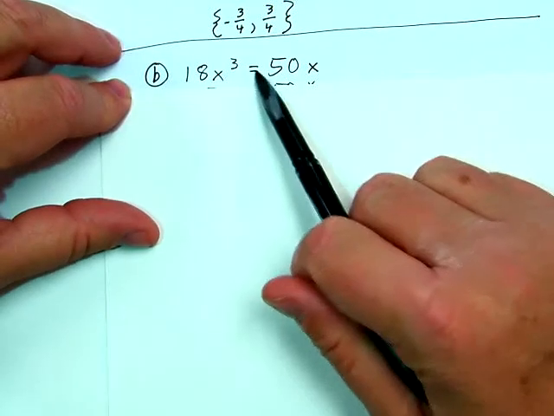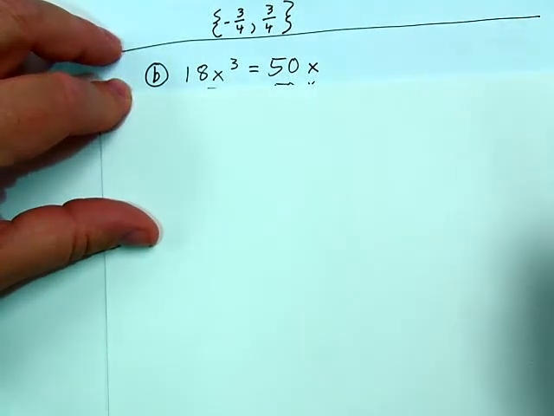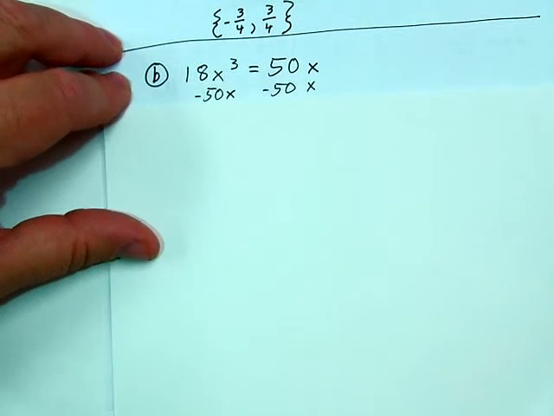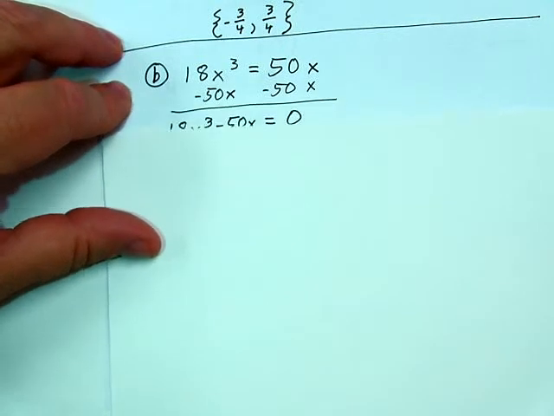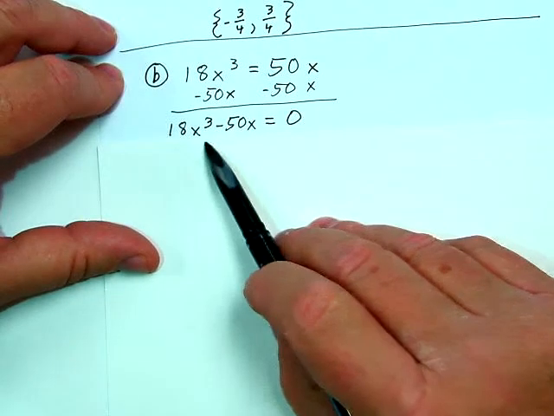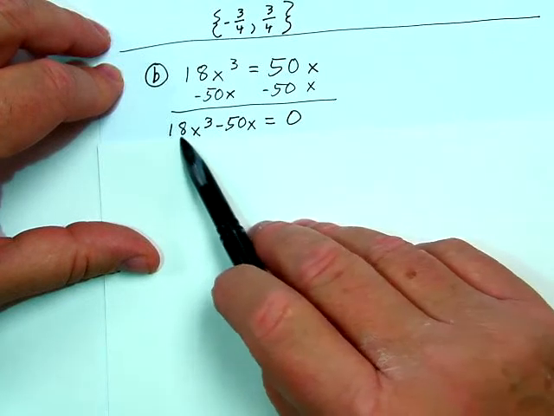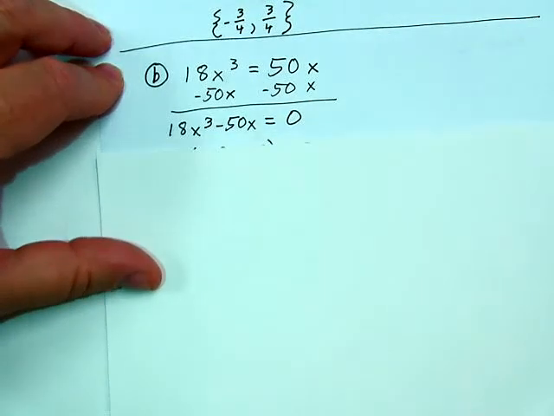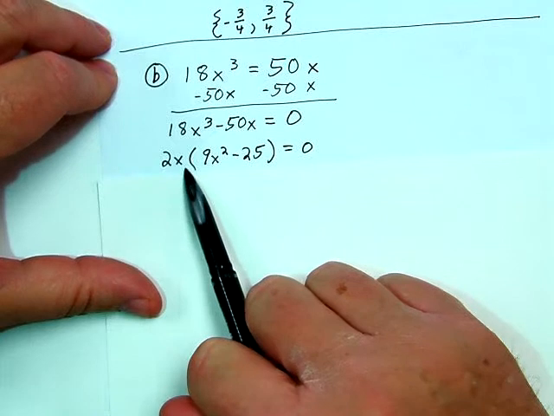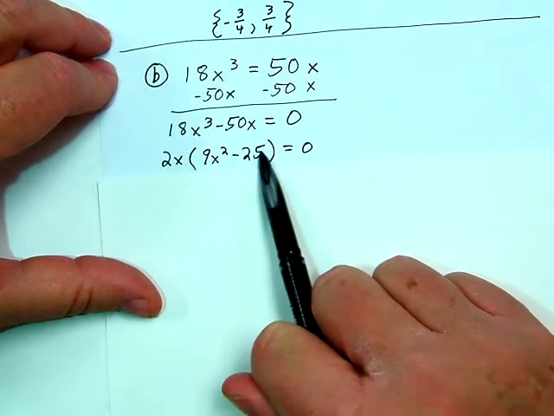It's 18x cubed equals 50x. Okay, and once again, I'm supposed to solve this equation. So I need to set it equal to 0, so I'm going to subtract 50x from both sides. That gives me 18x cubed minus 50x equals 0. I notice I can pull out a 2 and an x from both of those. So I pull a 2x out. I'm left with 9x squared minus 25.